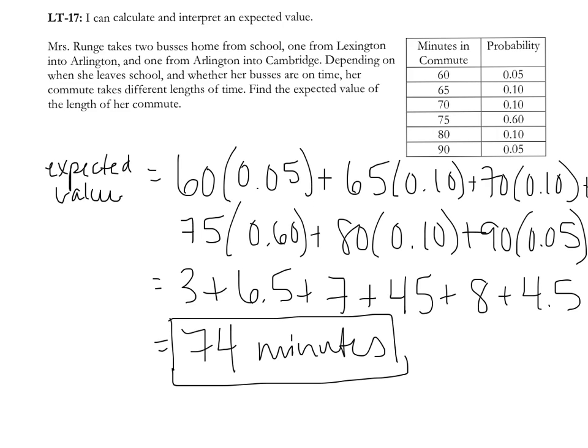So once again, for an expected value, we want to take each of the possible outcomes, multiply by the probability of getting that outcome, add all those up, and simplify down.